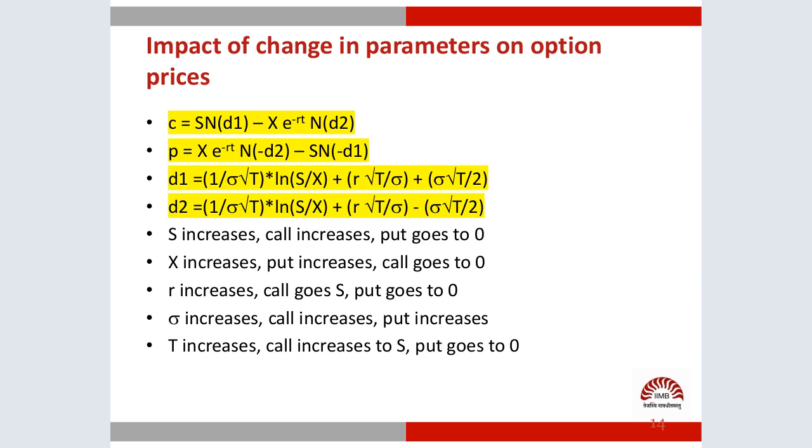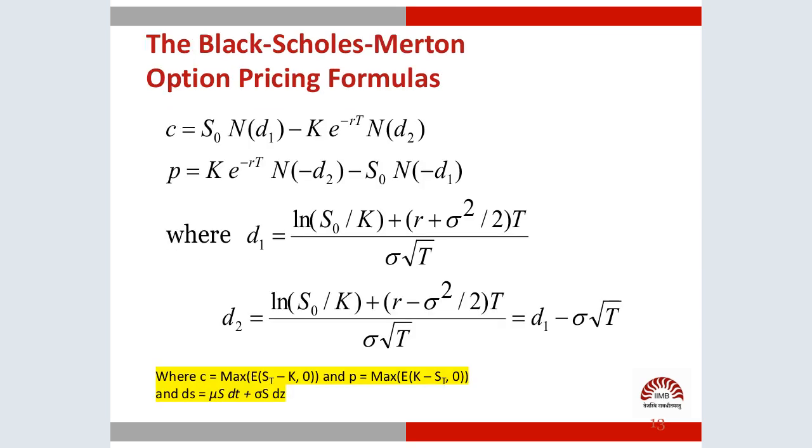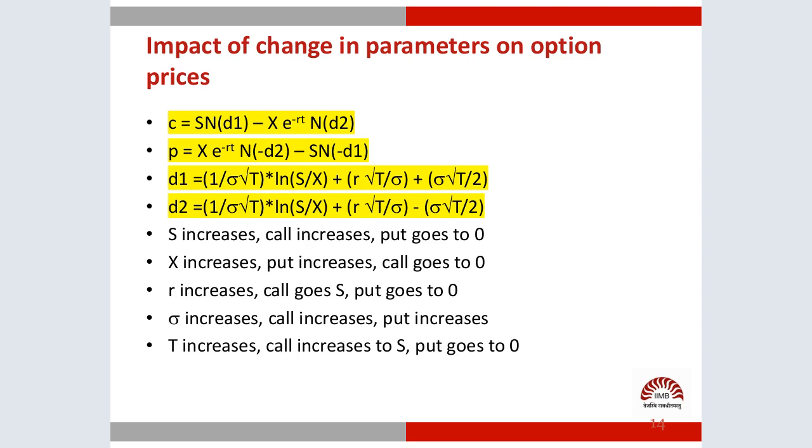If you compare from here, the first term will be log of S0 by K divided by 1 by sigma root T. That is what I have, 1 by sigma root T into log of S by X. So there's a small mismatch: on this slide I've taken X as the strike price, whereas in the previous slide I had K as the strike price. So all I've done is write it expanded.